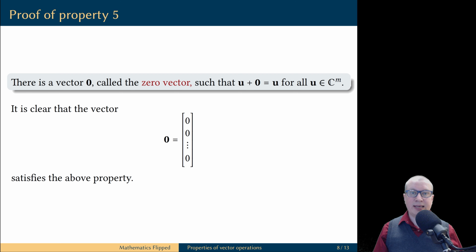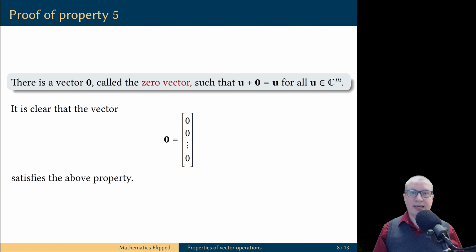Let's prove that each vector has an additive inverse. Given a vector u with components u1, u2 through un, what do you think is the negative inverse? Well, it's kind of obvious. You simply negate each of the components, and it's clear. When you add this new vector to the vector u, what you will get is the zero vector.